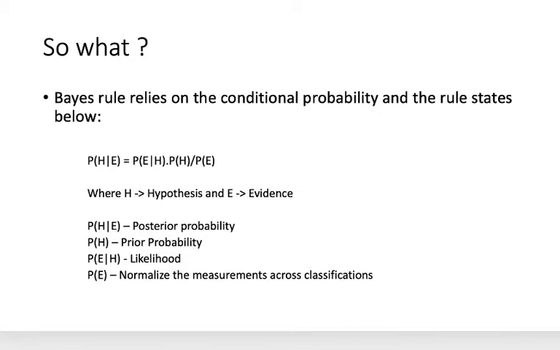And there are some of the terms that we need to be familiar with, and we will be exploring that in future slides as well. Posterior probability is something that the Bayes theorem gives us. It's the probability given the evidence, and the prior probability is something that we know before we even were provided with evidence. And likelihood is probability of the evidence happening given the hypothesis. And the probability that is the denominator is to normalize the measurements across the classifications and across the various possibilities.